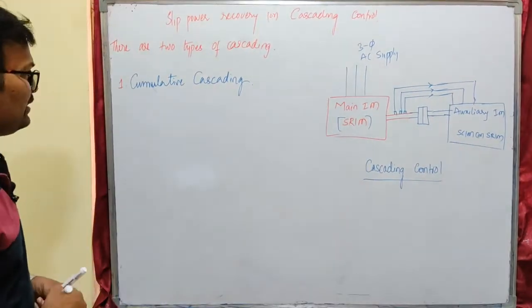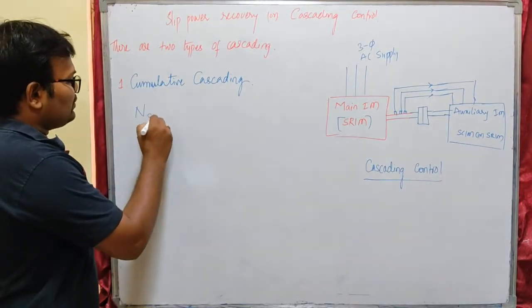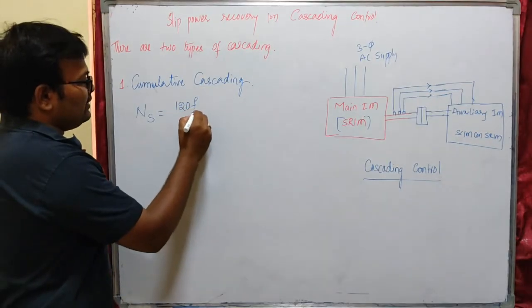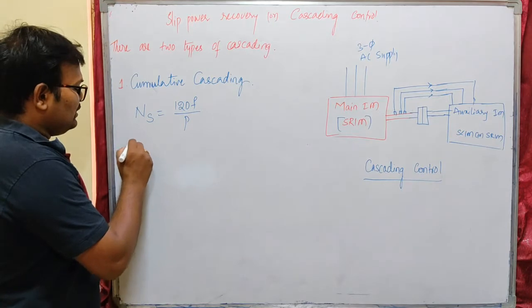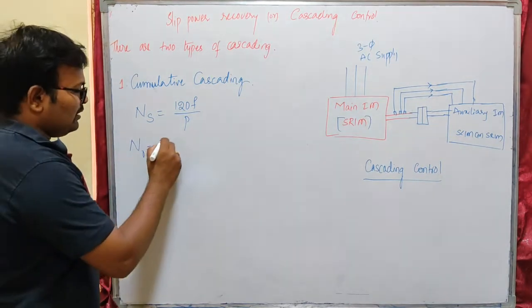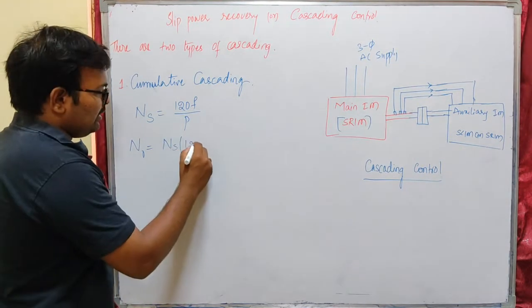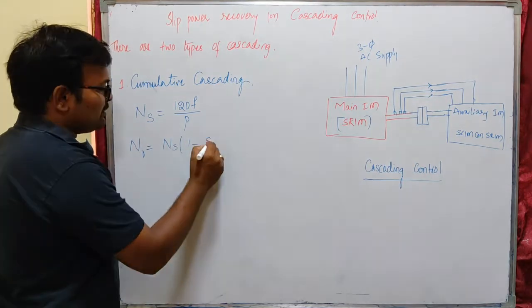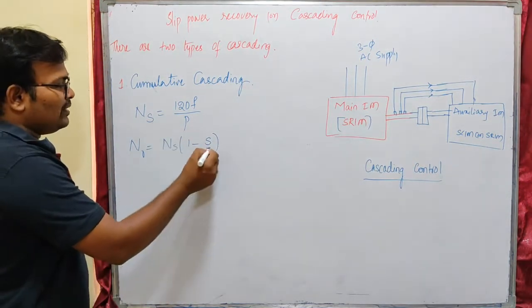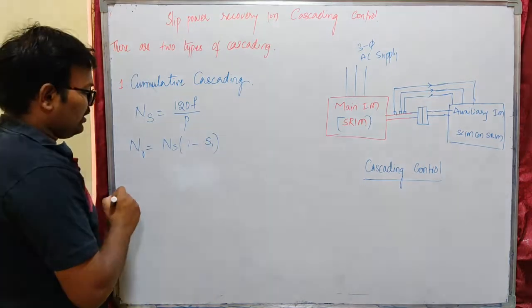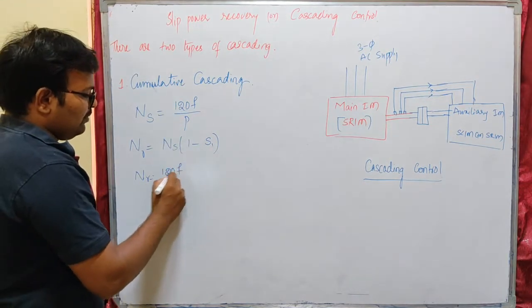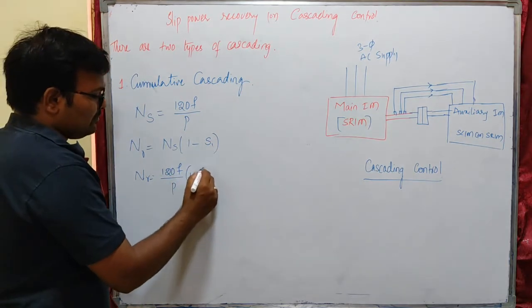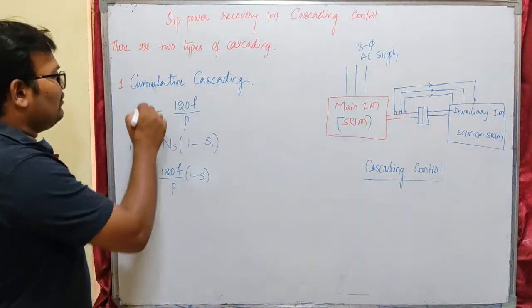Here we will have a synchronous speed of 120 f by P. This is for our main induction motor. So the speed of the induction motor will be Ns into 1 minus s. I am taking all of them as 1 because it is our first, main induction motor. So NR will be equal to Ns, and in place of Ns I am going to write 120 f by P1 into 1 minus S1. This is regarding the main induction motor.